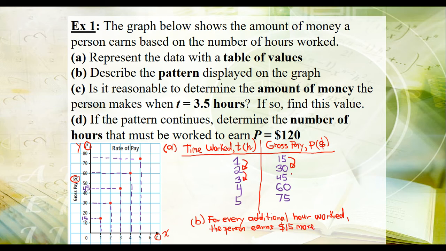And this trend continues. If you go from 2 to 3 hours, you continue to add 15. Add 15 to get to that next number. To go from 3 to 4 hours, once again, you're just adding 15. To go from 4 to 5 hours, add 15. So this actually tells you how much they're making per hour. So if for every additional hour worked, the person earns $15 more, I could actually say they're earning $15 per hour.